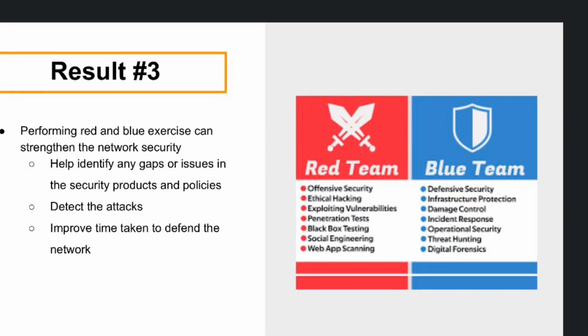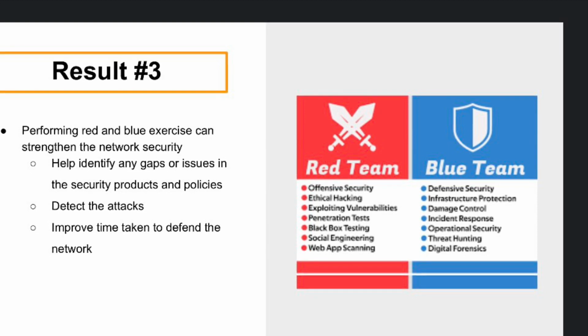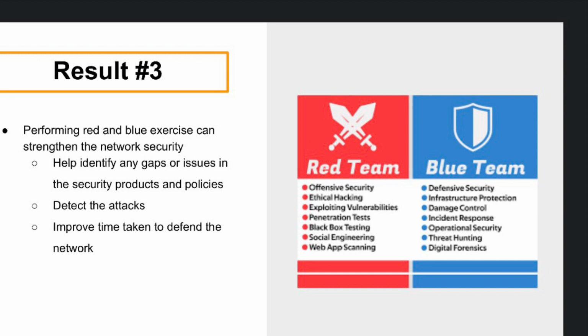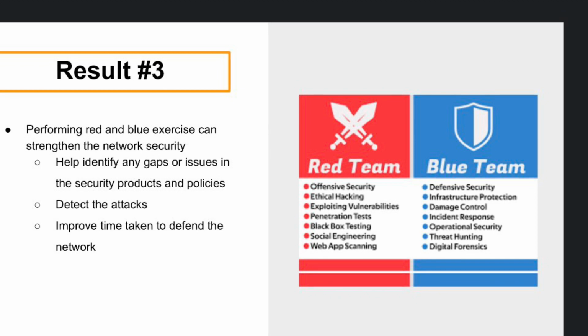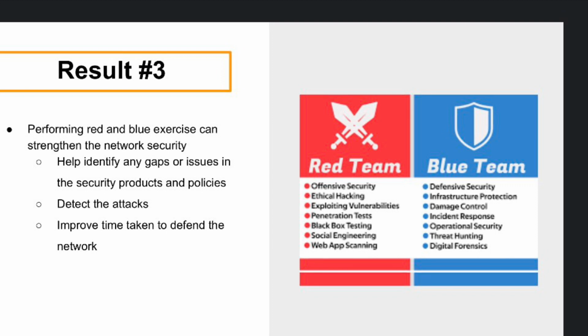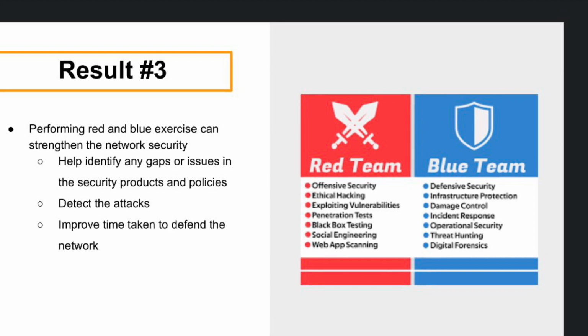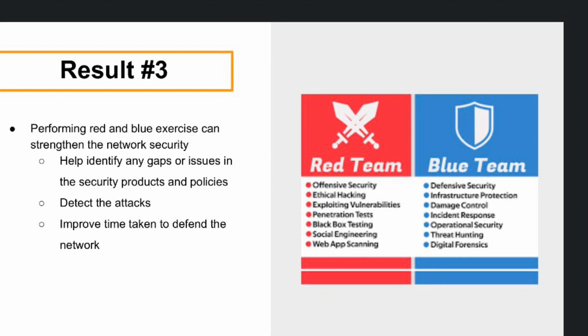For number three, it's performing red and blue team exercises. So red team is the offensive security, and the blue team is the defensive security. So basically, the offensive team, which is the red team, finds ways to get into the network or a way to retrieve data, obviously ethically. And the blue team is going to practice how they're going to protect the system. So performing these types of exercises can help identify any gaps or issues in the security products and policies. It's going to help detect the attacks and improve time taken to defend the network.